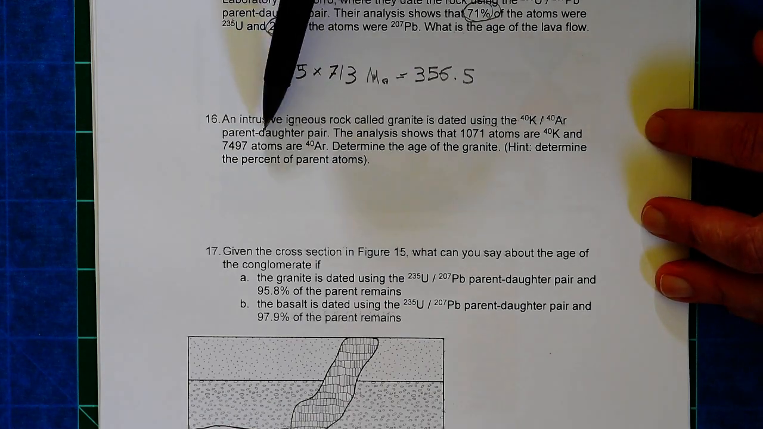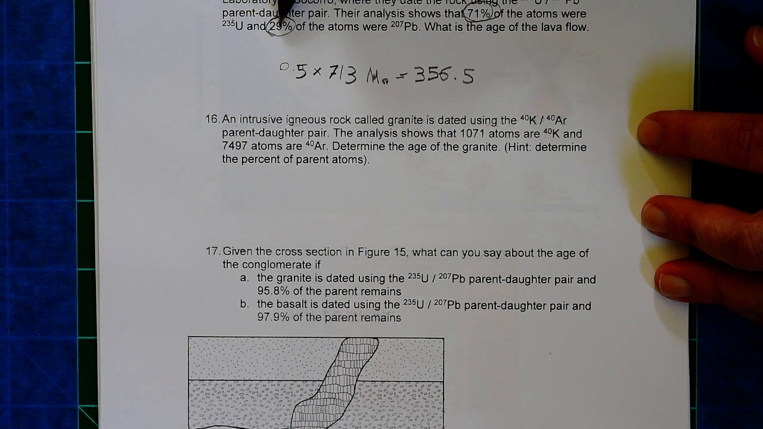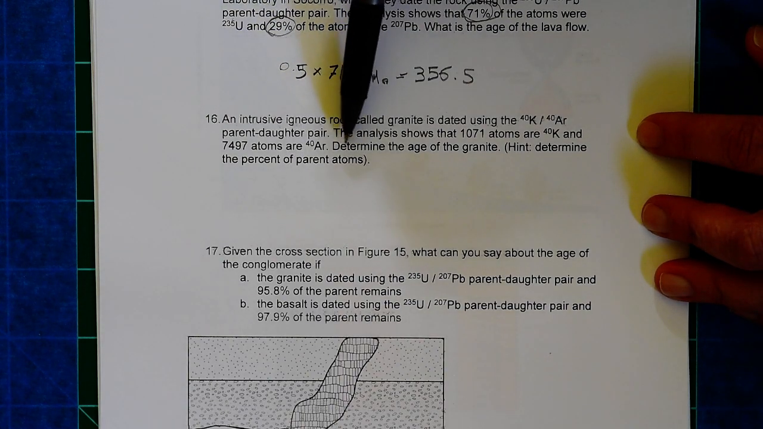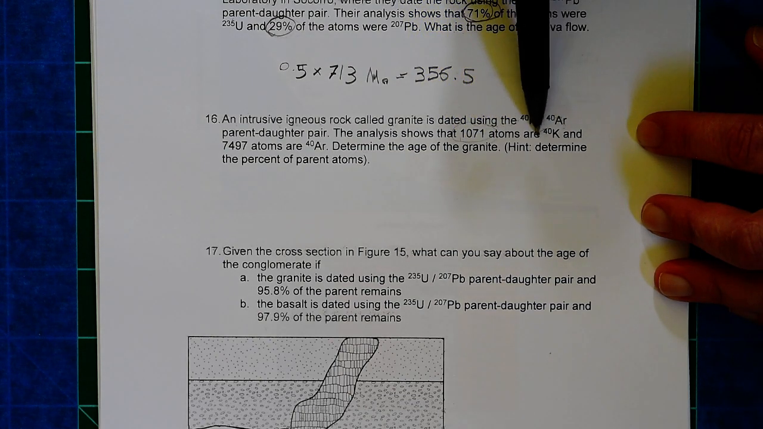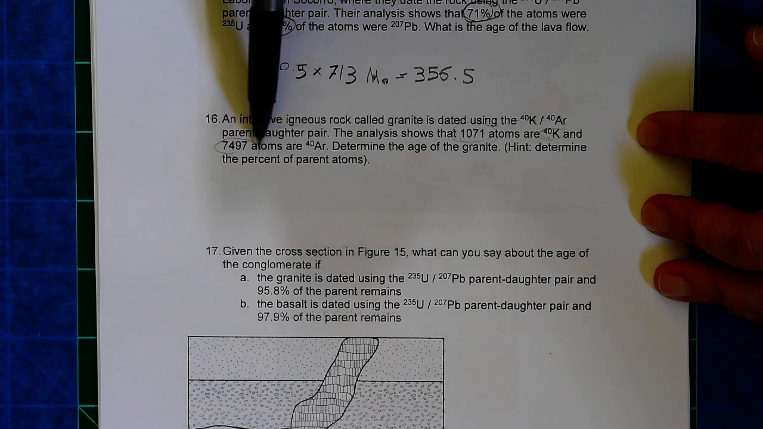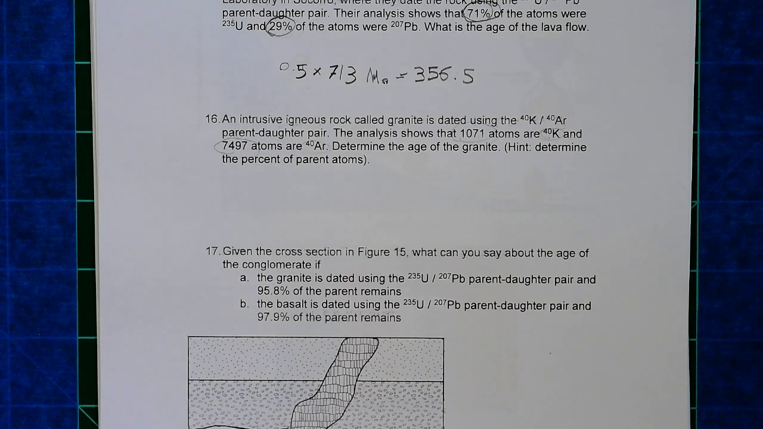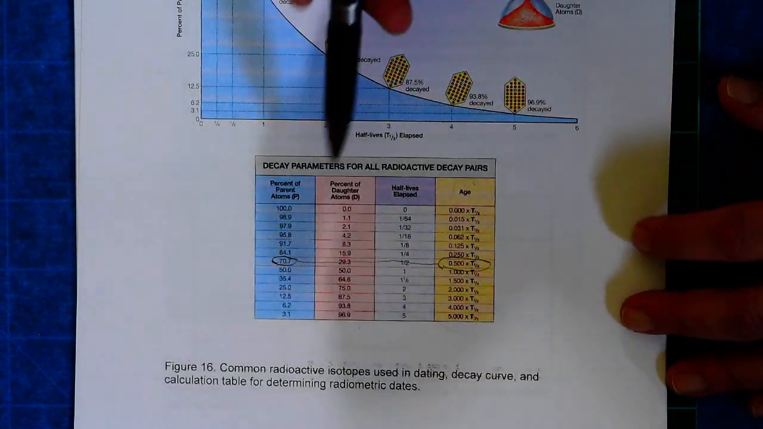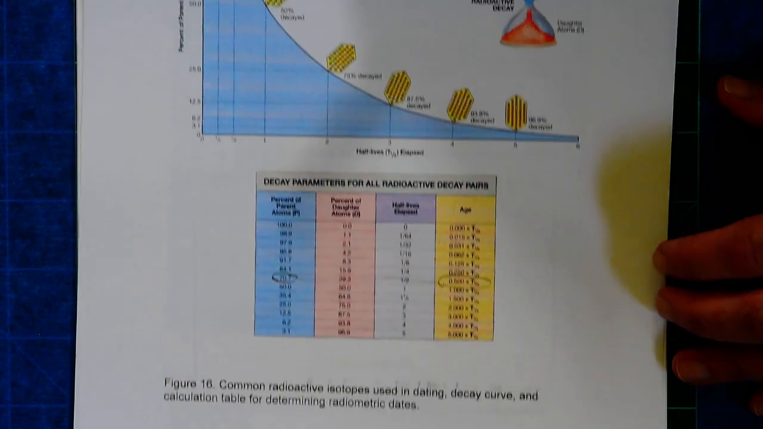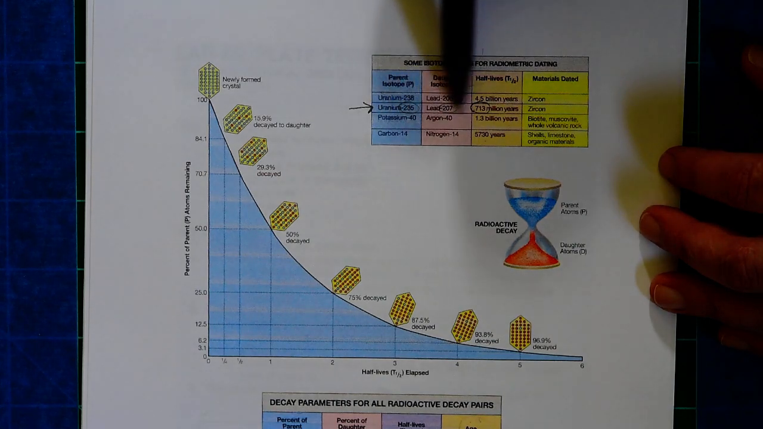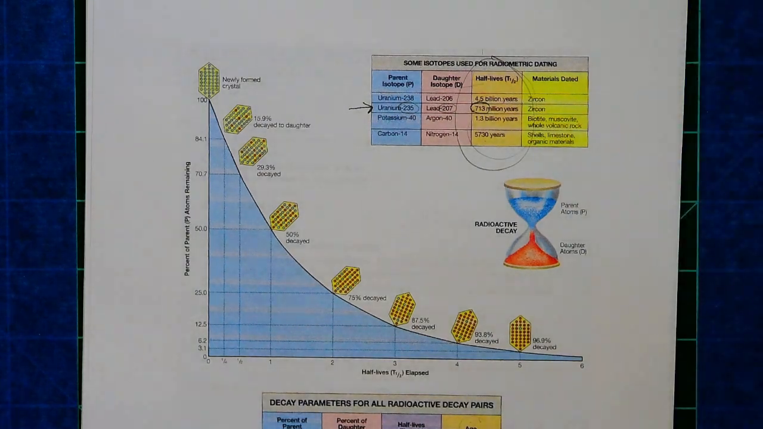Now, the next question is going to be a little bit more in depth, because we're not giving you the percentage. You have to calculate the percentage, right? You're going to be given 1,071 parent atoms and 7,497 daughter atoms. You figure out what percentage you have and then do the same thing. Go down here, figure out the percent of the parent, figure out what you have to multiply things by, and make sure you pay attention to what parent-daughter pair you have and what half-life number you should use.